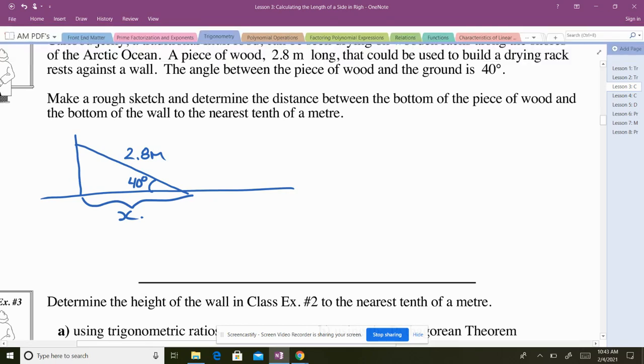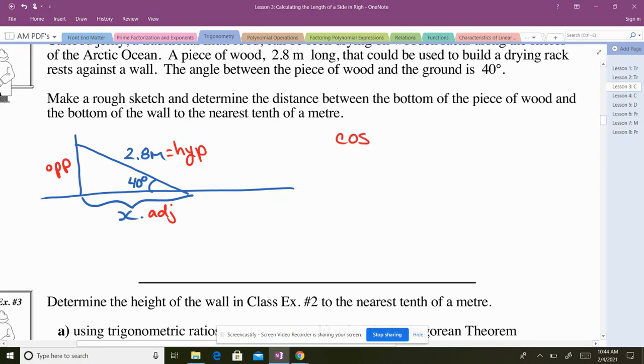Label it. So, where is the hypotenuse? 2.8. There's the hypotenuse. What side is x? Adjacent. We could label this opposite if we wanted, but it doesn't matter because it has no information, so we're not trying to find it. We know the hypotenuse, and we're trying to find the adjacent. What trig function are we using? Cosine, right? You just go to the trig function that has those two sides involved. So we're doing cosine.